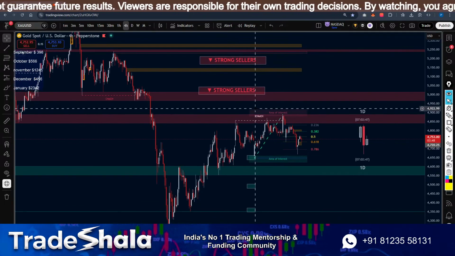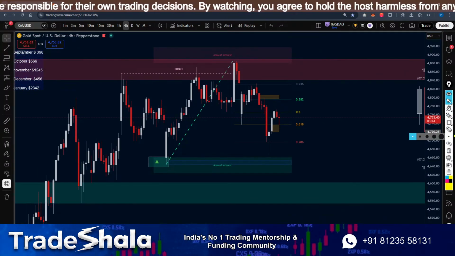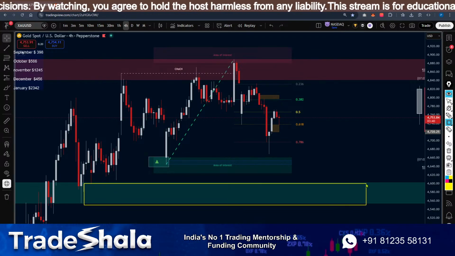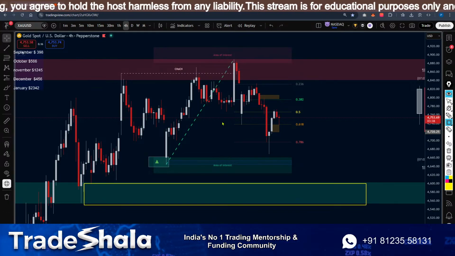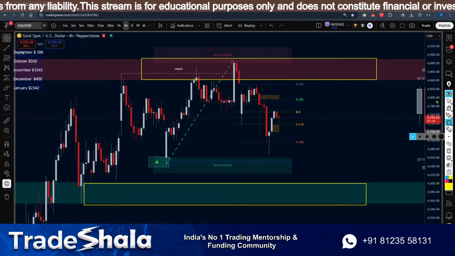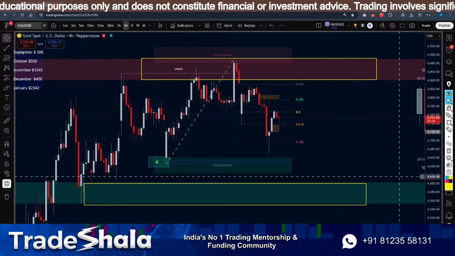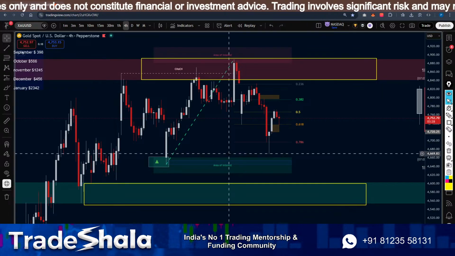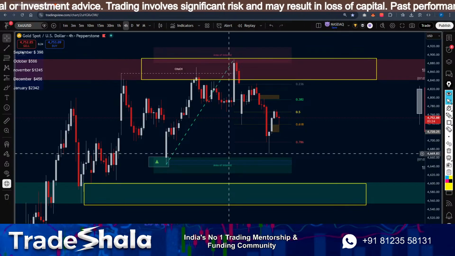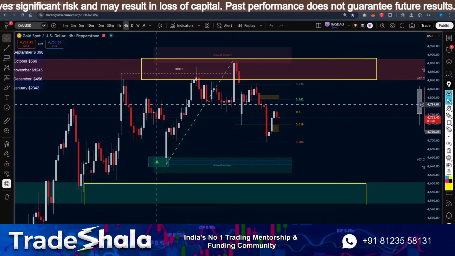With both of these levels, what can we actually do? That's the next question, right? We can look for support, I mean buy trades, over here. We can look for sell trades at this level. So this is the higher time frame analysis for gold right now. That is all it is. There isn't much for us to look into.